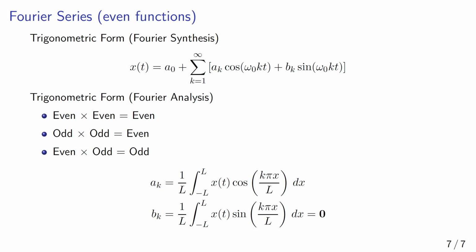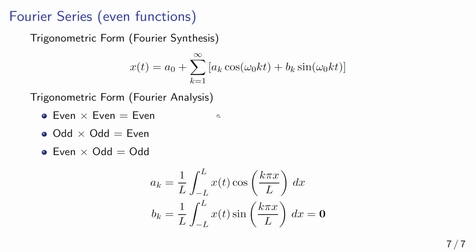I discussed briefly the Fourier synthesis equation for even functions. The primary property of Fourier series for even functions is that the final sum consists only of the cosine terms. The reason for that follows from the properties of even and odd functions.